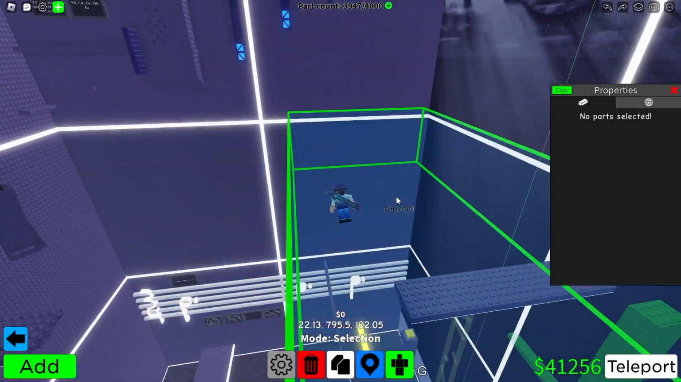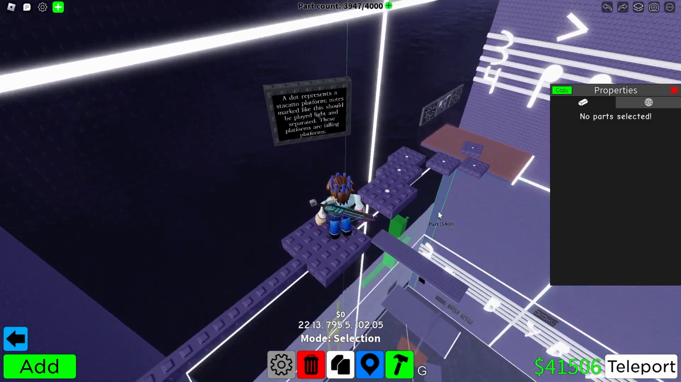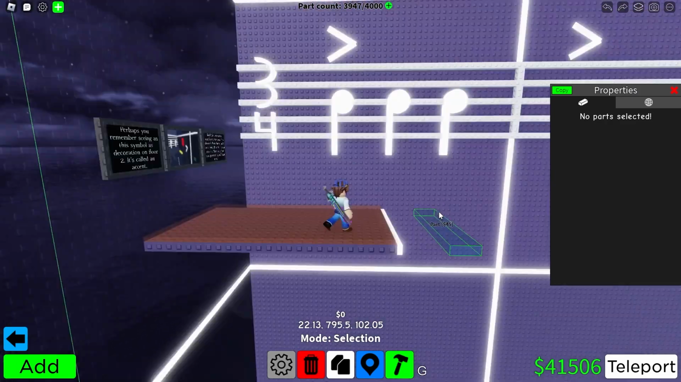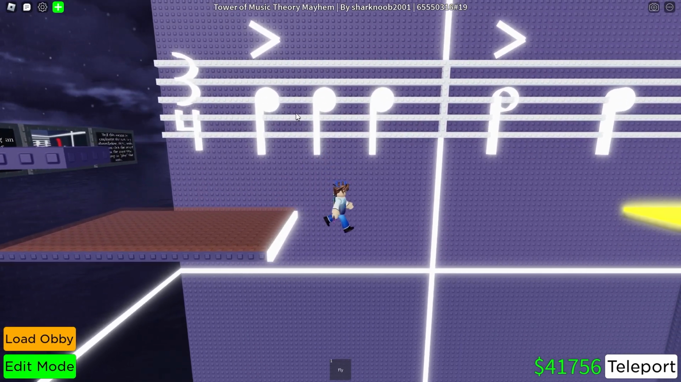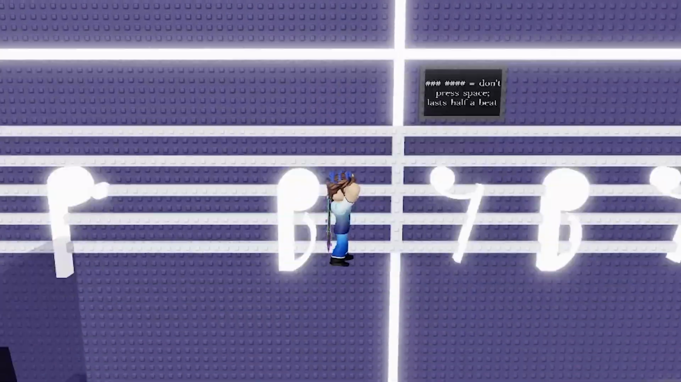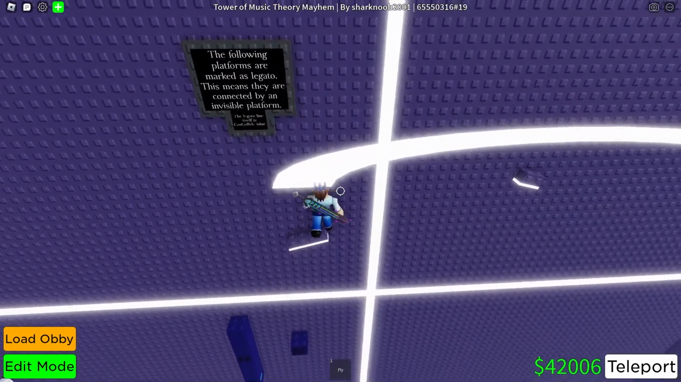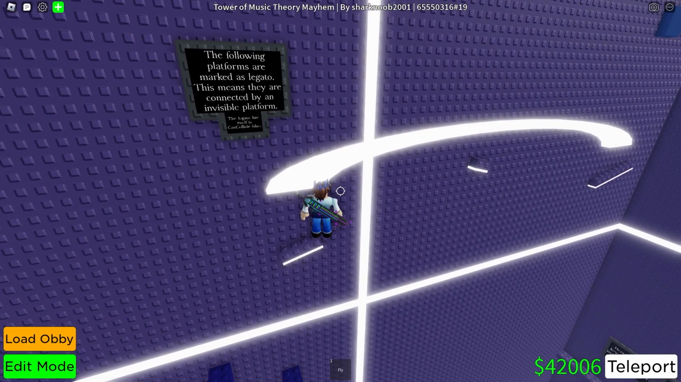It's time to showcase these two floors start to finish, at least from the point where I started the video. A dot represents a staccato platform. Notes marked like this should be played light and separated. These platforms are falling platforms. Then for accents, I don't feel like reading all the signs, nor do I feel like getting the metronome out. You click them, then some of these jumps until you get to here, where the following platforms are marked as legato. This means they're connected by an invisible platform.